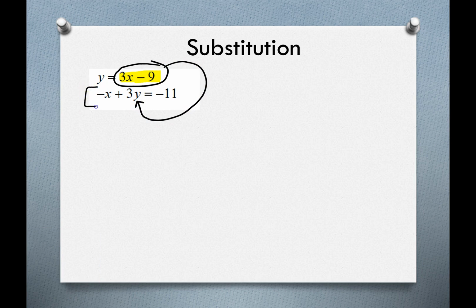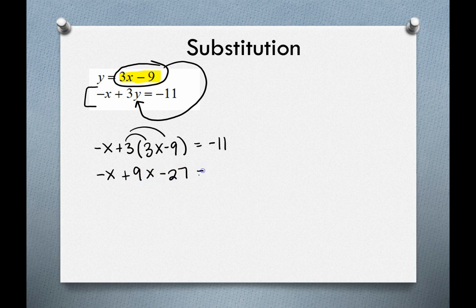So rewriting this bottom equation here, I get -x plus 3. Now I'm going to write my parentheses of 3x minus 9, and that's going to be equal to -11. So let's go ahead and do this. We got -x dropping down plus 9x minus 27 equals -11. I got the -27 from doing 3 times -9. All right. What's a negative x and a 9x? Well, that is an 8x minus 27 equals negative 11.